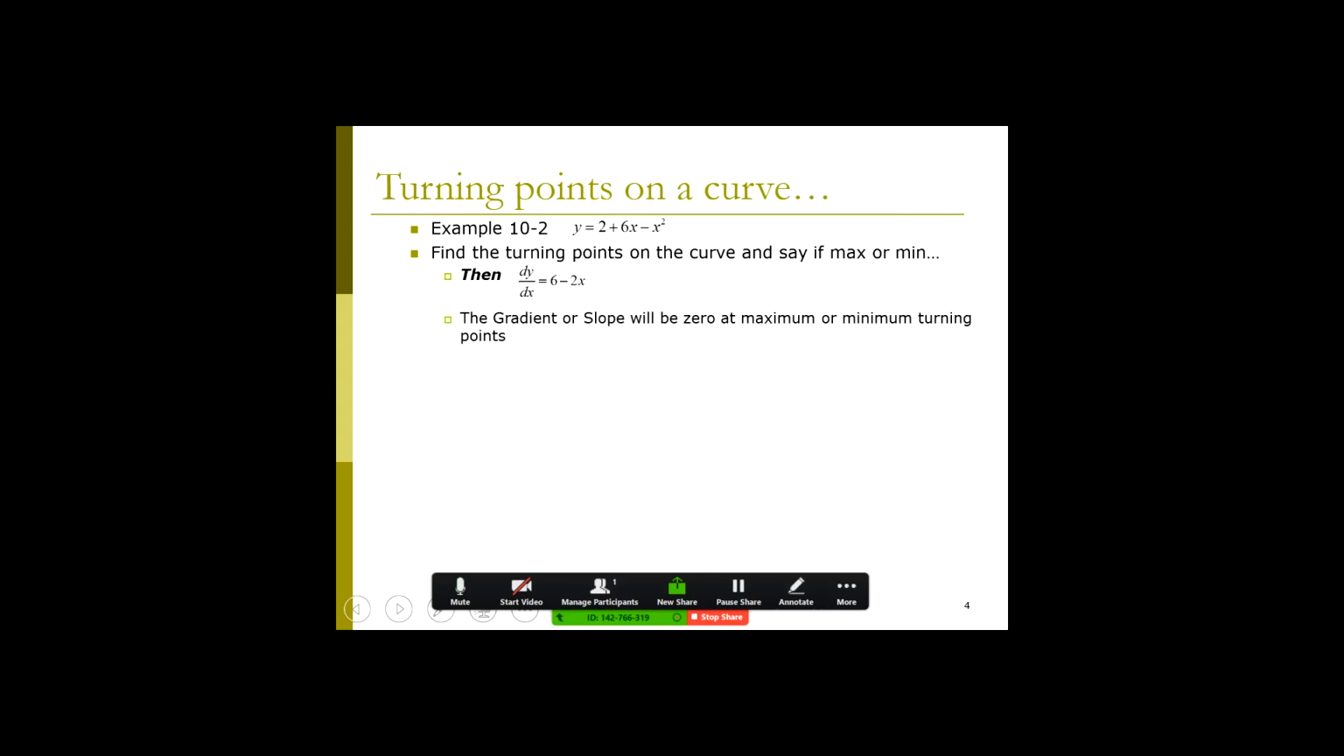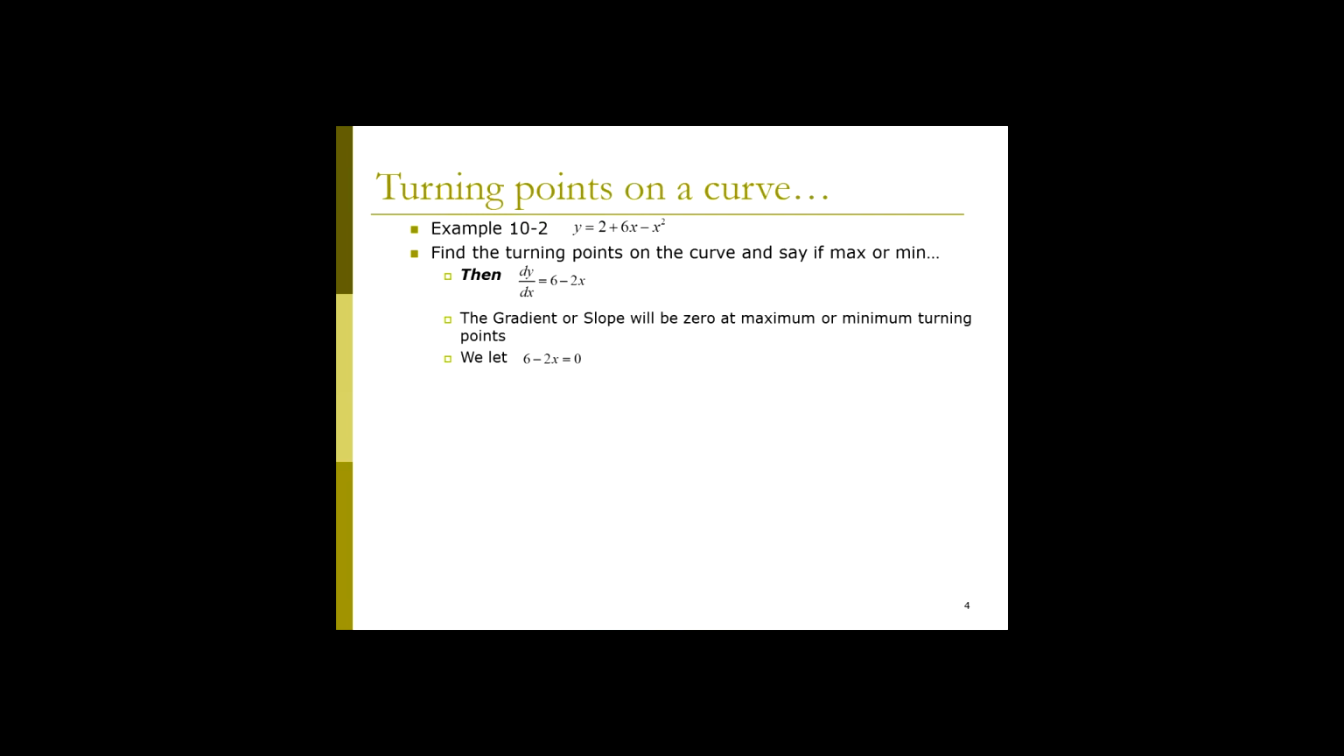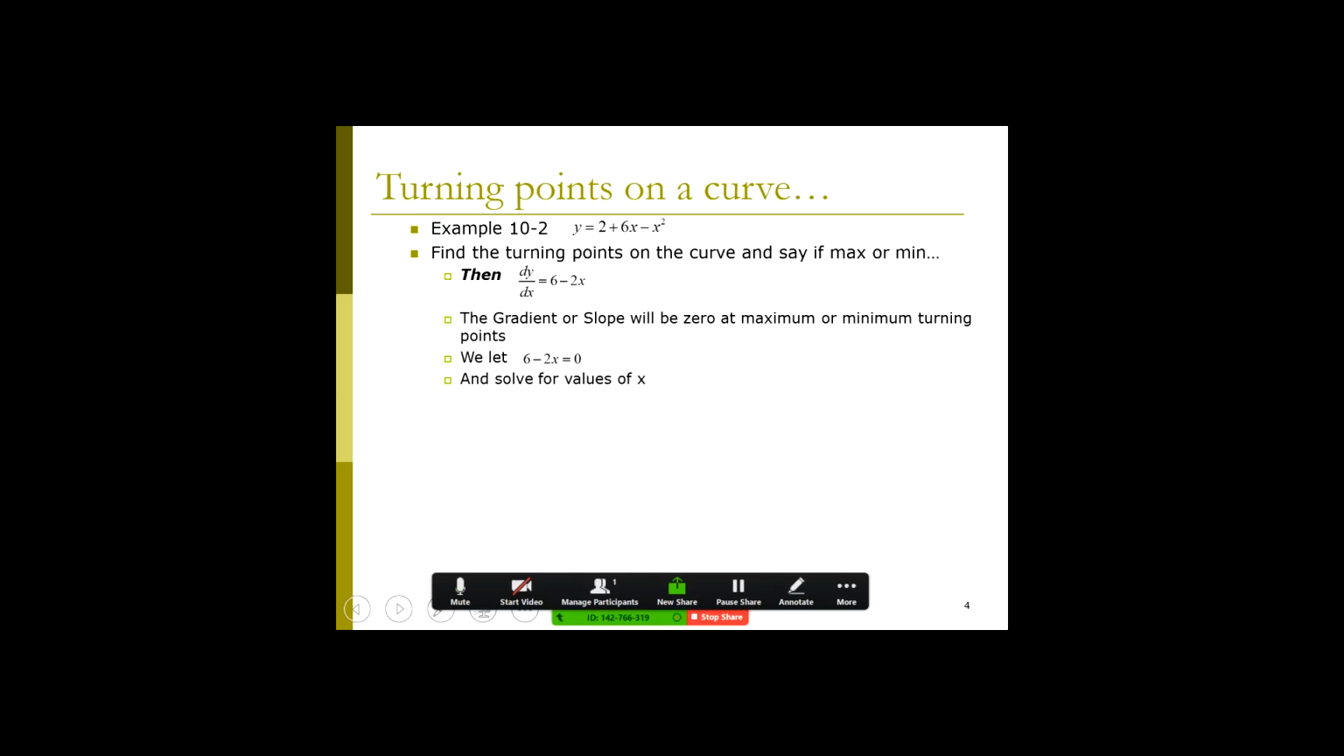Now we know that the gradient, or the slope, of this curve will be 0 at a maximum or minimum turning point. So we can then let this function equal 0 and solve for x. So if 6 minus 2x is equal to 0, x must be equal to 3. So at x equals 3, we have a turning point.